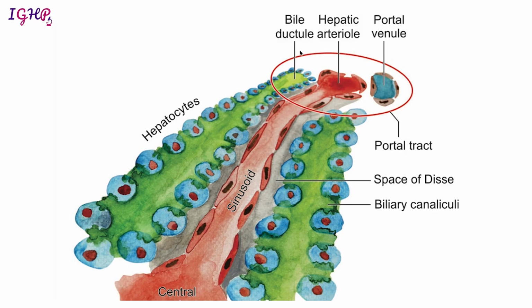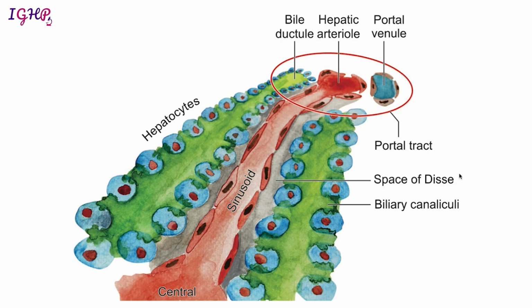And the hepatocytes in the perivenular region release the bile into the bile canaliculi, and then it flows in the opposite direction towards the tract. So the direction of flow of bile is opposite to that of blood. And the area between the endothelial cells and the hepatocytes is called the space of Disse.